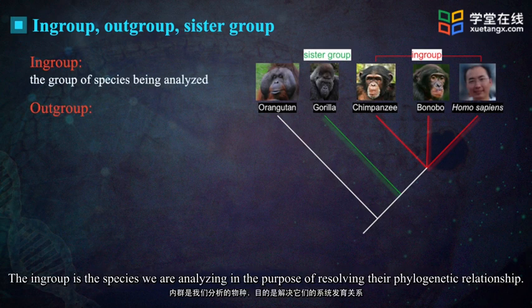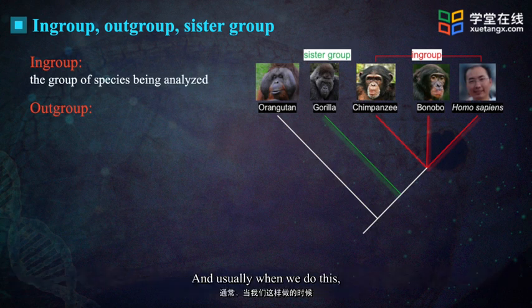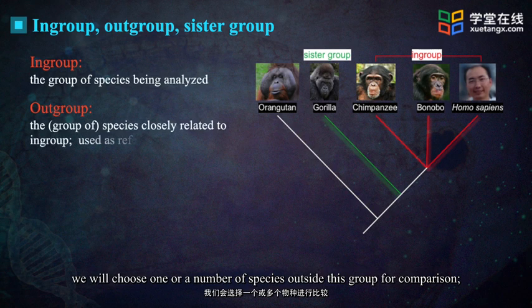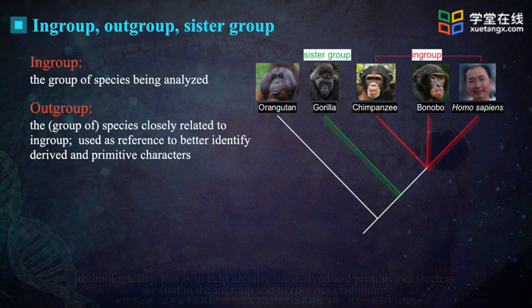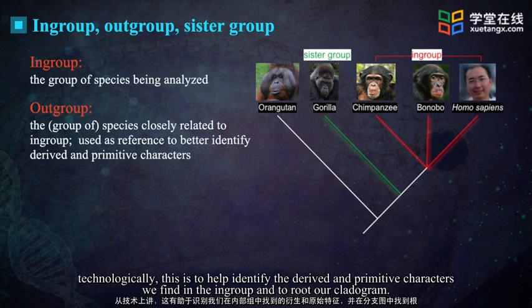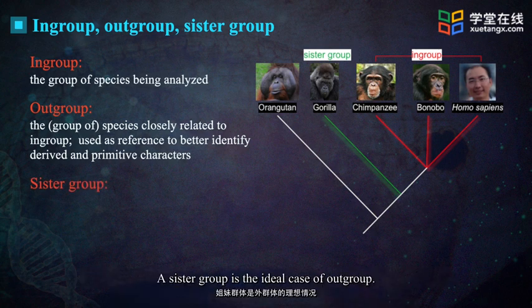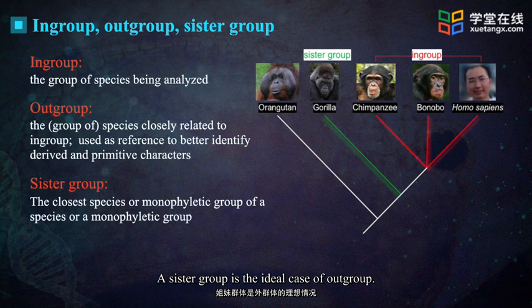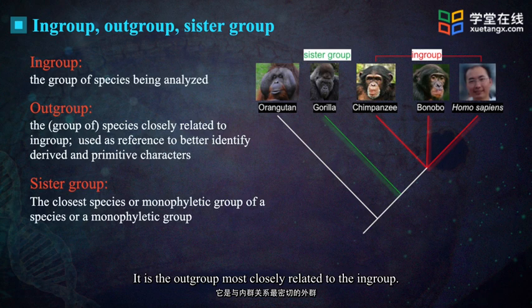The in-group is the species we are analyzing for the purpose of resolving their phylogenetic relationship. And usually, when we do this, we choose one or a number of species outside this group for comparison. Technically, this is to help identify the derived and primitive characters we find in the in-group and to root our cladogram. A sister group is the ideal case of outgroup. It is the outgroup most closely related to the in-group.